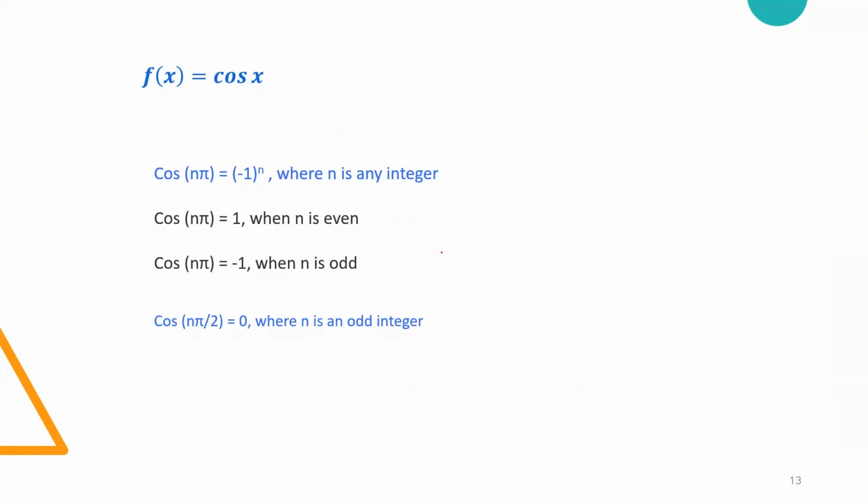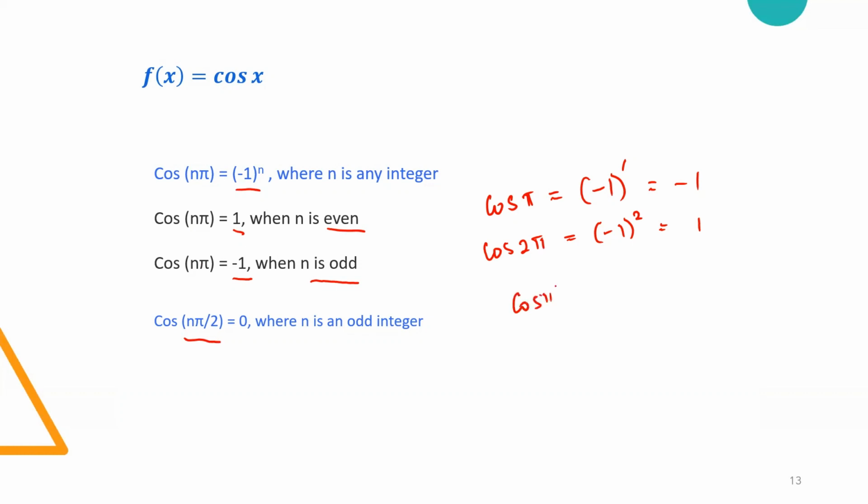In cos, all multiples of pi equal -1 to the power n, where n is any integer. So cos n pi equals 1 when n is even, and cos n pi equals -1 when n is odd. For example, cos pi equals (-1) to the power 1, which is -1, and cos 2 pi equals (-1) to the power 2, which is equal to +1. And cos n pi by 2 equals 0 when n is an odd integer.